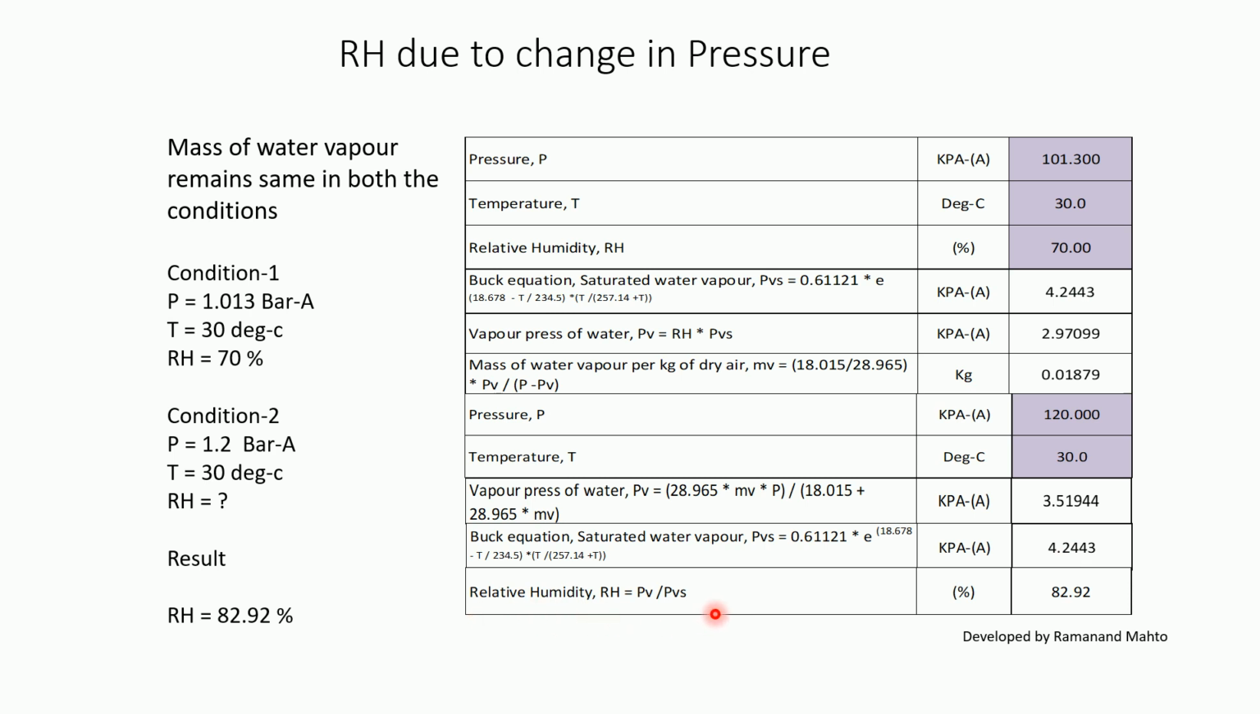So relative humidity is PV upon PVS into 100. It is coming around 82.92. So see, by increasing the pressure, relative humidity also increased.